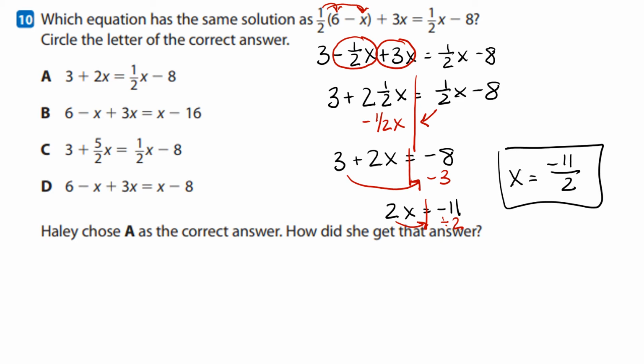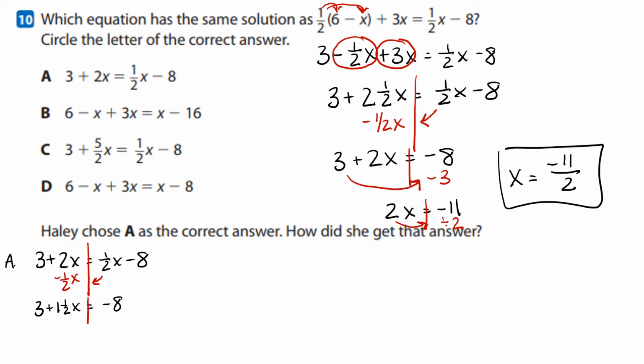Now, when it comes to solving each individual equation, we have to solve A, B, C, and D until we get the same answer, 11 over 2. So for letter A, we have 3 plus 2x equals 1/2x minus 8. To combine like terms, we do the opposite of 1/2. We do a minus 1/2. 2 minus 1/2 is 1 and 1/2.